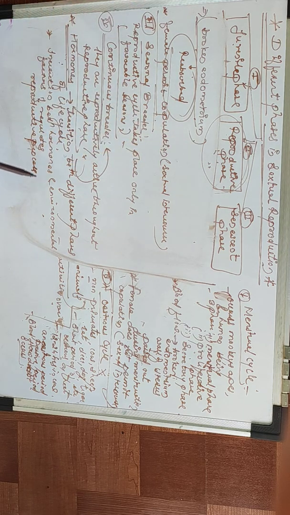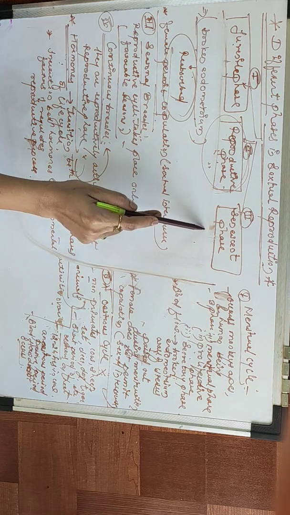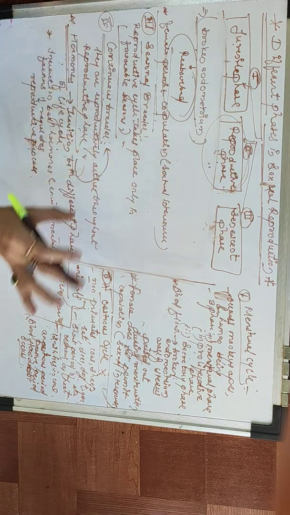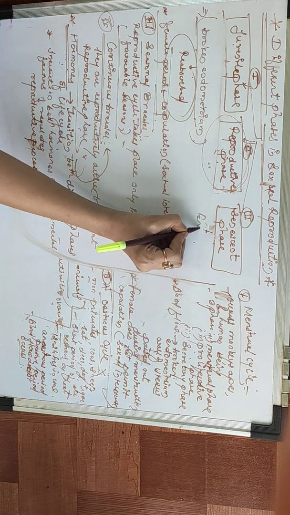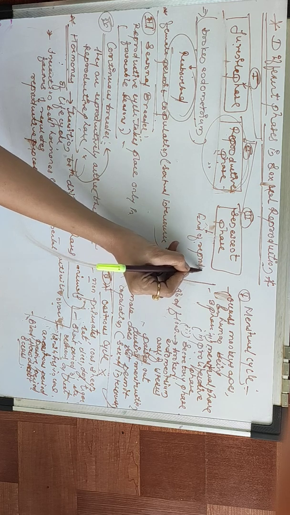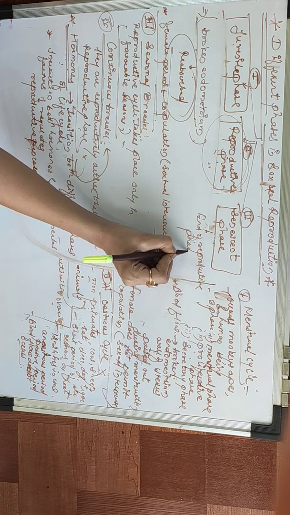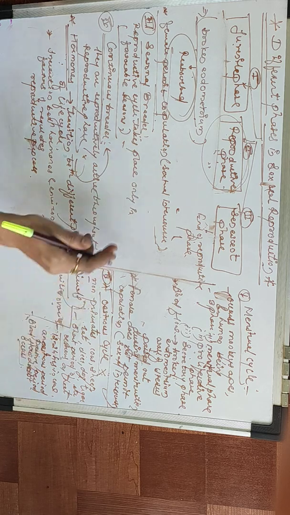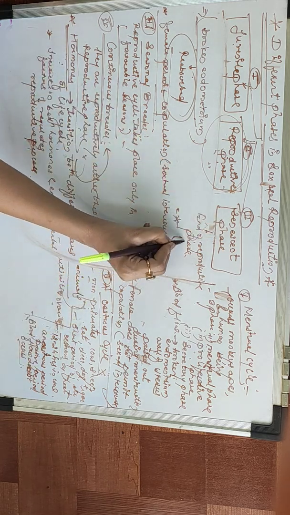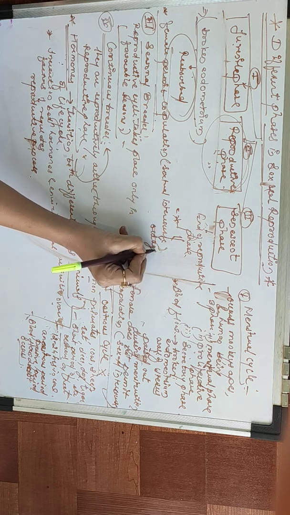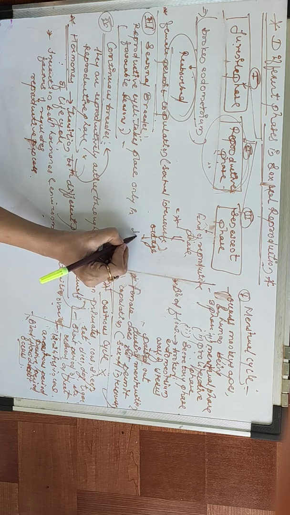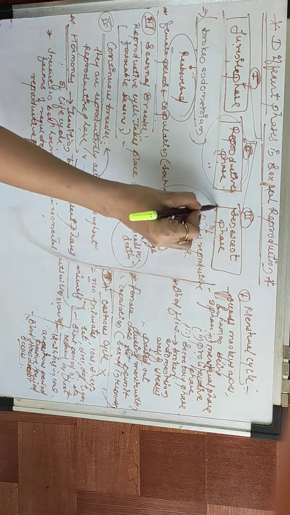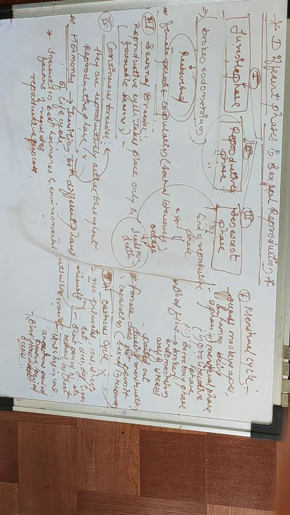Then, last but not least, the phase of sexual reproduction is the senescent phase. What do you mean by senescent phase? The end of the reproductive phase. In other words, it is old age that ultimately leads to death. That phase is known as the senescent phase. So these are the three different phases of sexual reproduction.